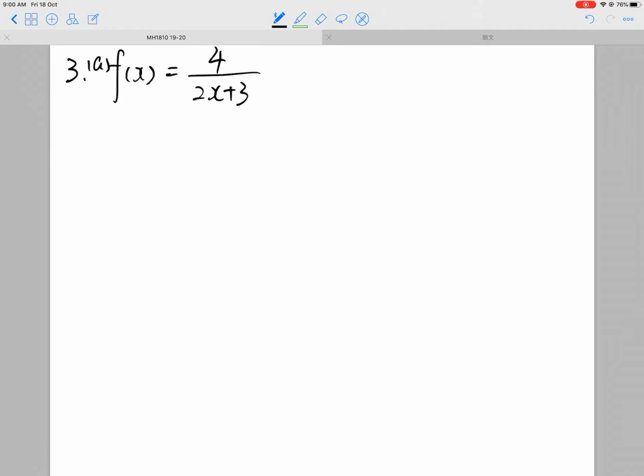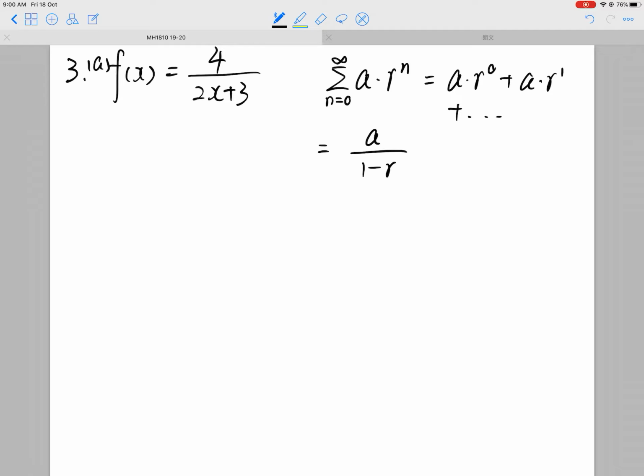So what is a geometric series? A geometric series is the summation of a times r to the power of n, n from 0 to infinity. So it is a times r to the power of 0 plus a times r to the power of 1, and so on. This whole summation is a over 1 minus r if the absolute value of r is smaller than 1.